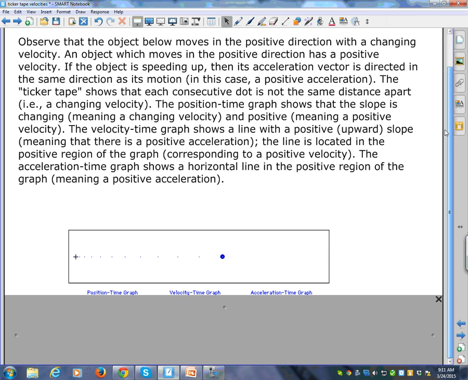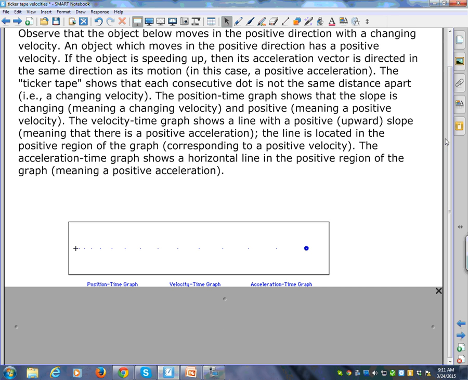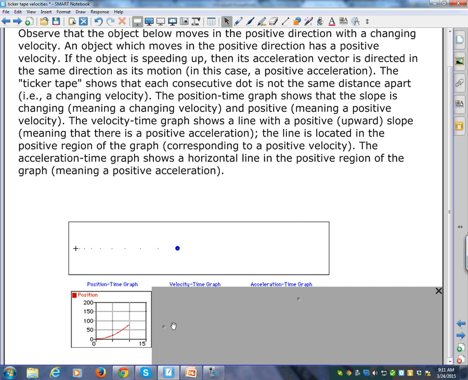Displacement time graph. Curve, straight, or flat? Curve. Why curve? Because that's what indicates speeding up, right? The slope is increasing, getting steeper. Starting at 0, going up positive.